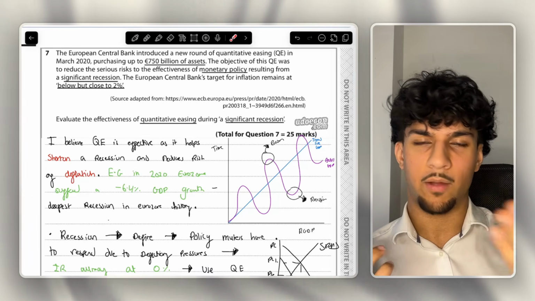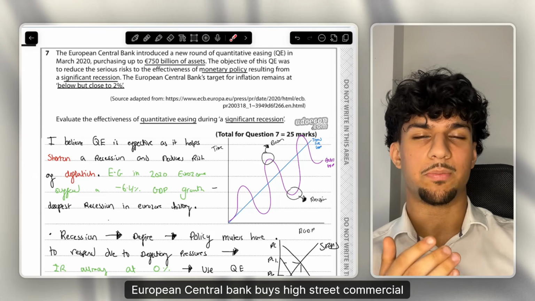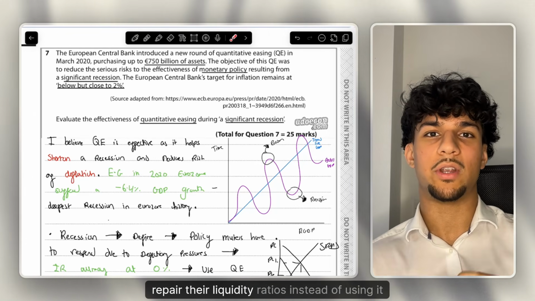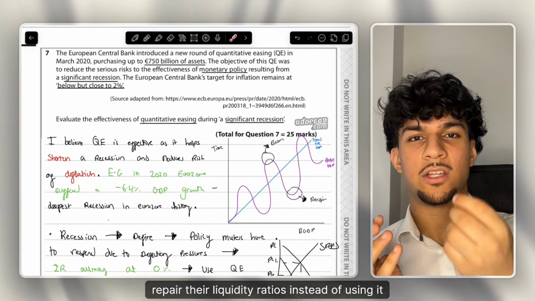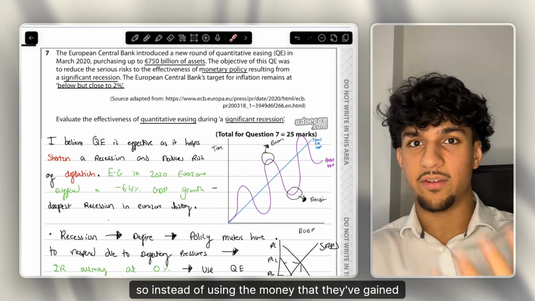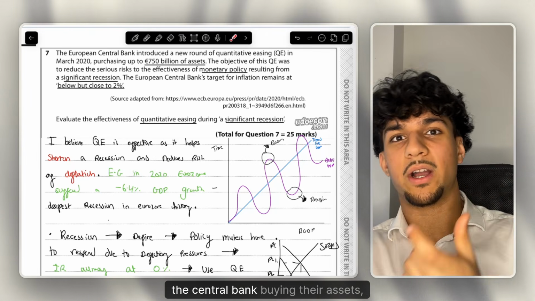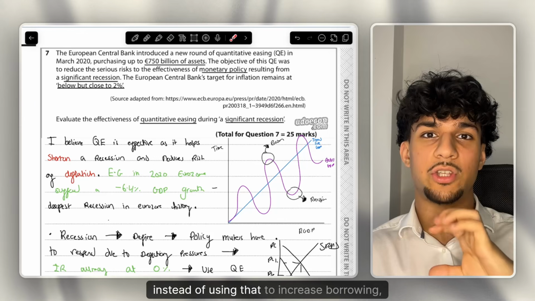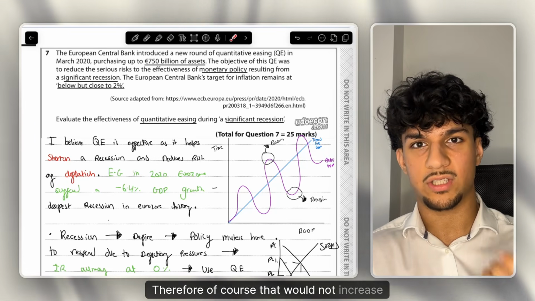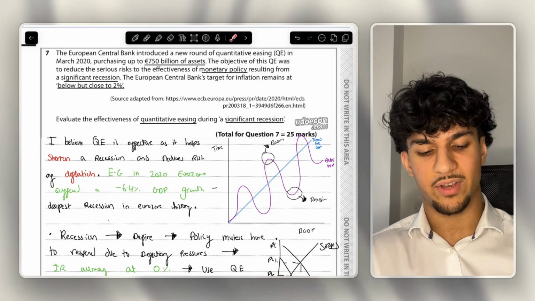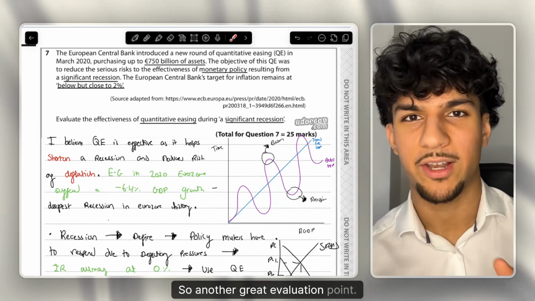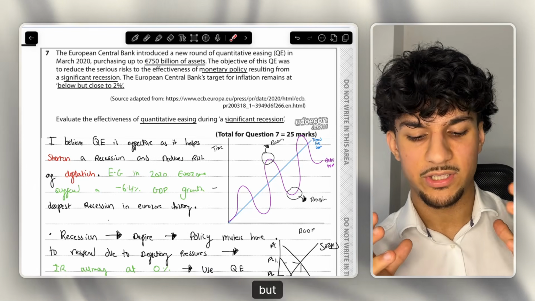So when the European Central Bank buys high street commercial banks' financial assets, they could just use that to boost their reserves, repair their liquidity ratios, instead of using it to give out more loans, for example. So instead of using the money that they've gained from quantitative easing, from the central bank buying their assets, to increase borrowing, they could just use it to increase their own reserves. Therefore, of course, that would not increase consumption, it would not increase investment in the economy, thus rendering quantitative easing ineffective.